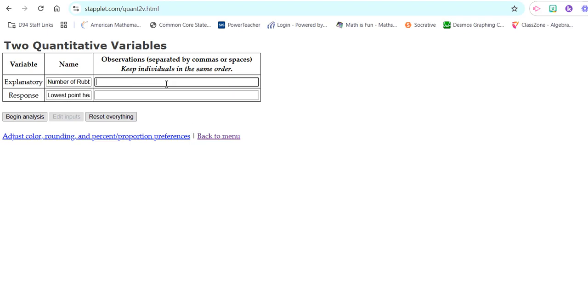So we're going to enter the data into our applet, just like we've done before, with our commas. Since the group forgot to write down the data for 5 rubber bands, we're going to skip it and just use what we have. So we're going to have 0, 1, 2, 3, 4, 6, and 7. And again, we've got 25, 32, 41, 49, 55, 69, and 78.